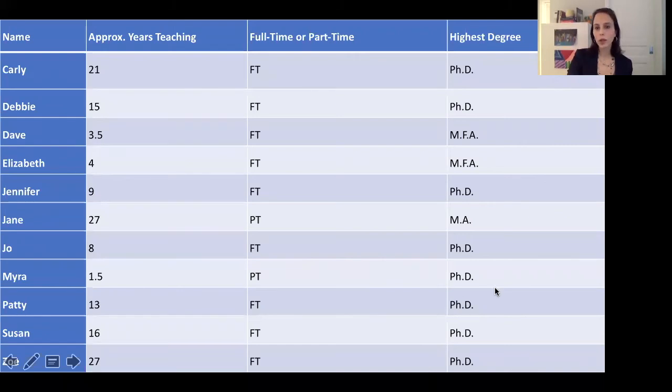This is just a list, hopefully you can see it a little bit, of the faculty that we interviewed. As you can see, the majority of instructors have a PhD and not only had been teaching full-time at the college, but had actually been teaching for more than 10 years. Some were newer instructors as well.